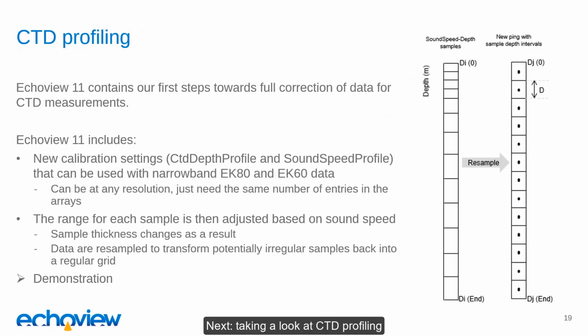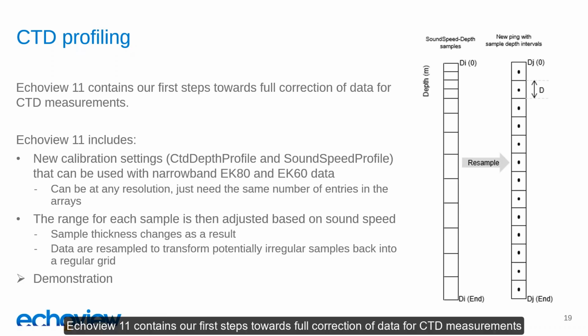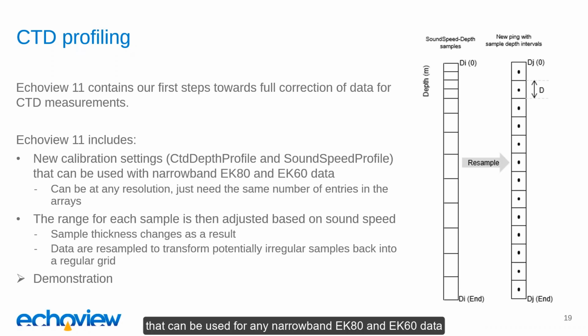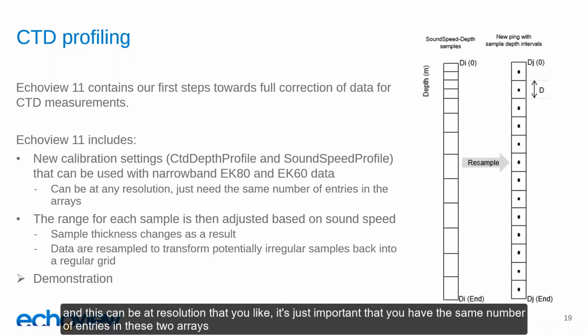Next, taking a look at CTD profiling. Echoview 11 contains our first steps towards full correction of data for CTD measurements. In Echoview 11, we have two new calibration settings, CTD depth profile and sound speed profile, that can be used for any narrowband EK80 and EK60 data. We use these settings to provide an array of values, and this can be at any resolution that you like. It's just important that you have the same number of entries in these two arrays.